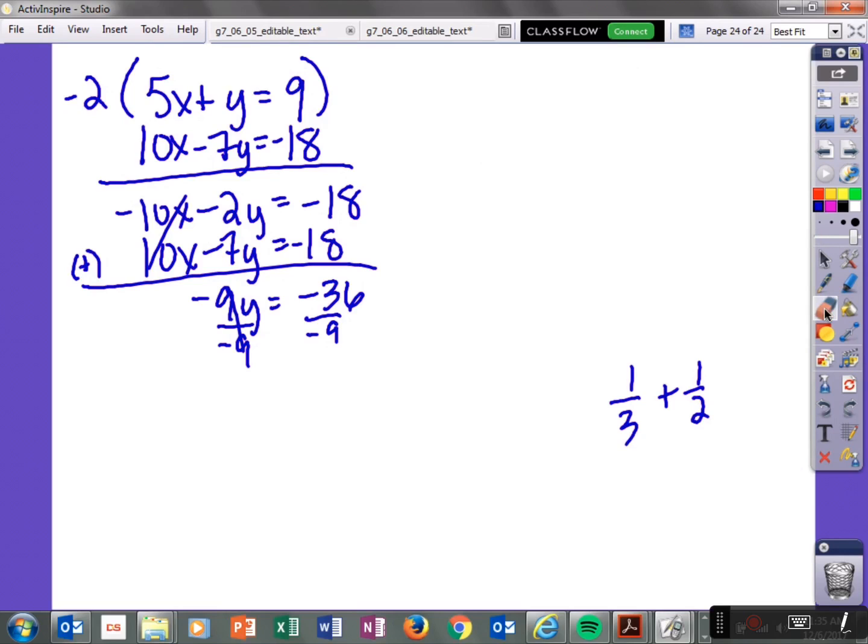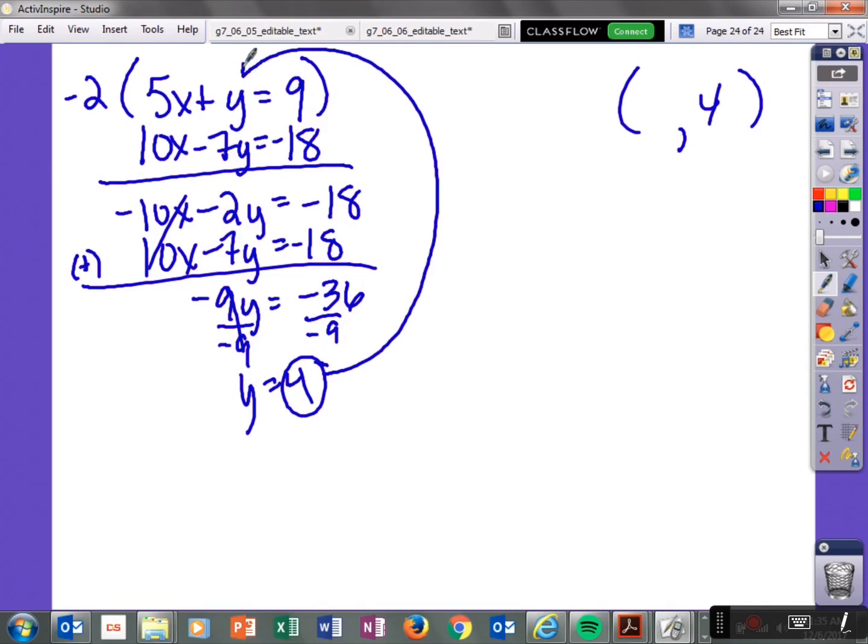All right. So y equals 4. Take that, plug it back in. Am I going to rewrite the -2 in the parentheses? No. That was just for the sake of finding the y, right? The original equation is 5x plus y equals 9. That's what I'm plugging into. Technically, you could have included the -2 and it would have been fine.